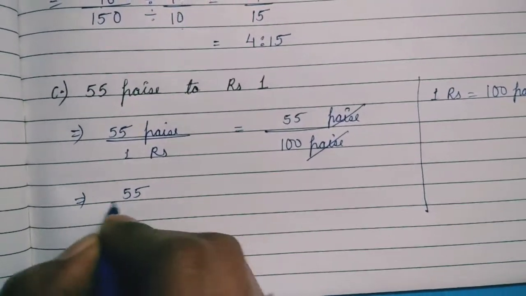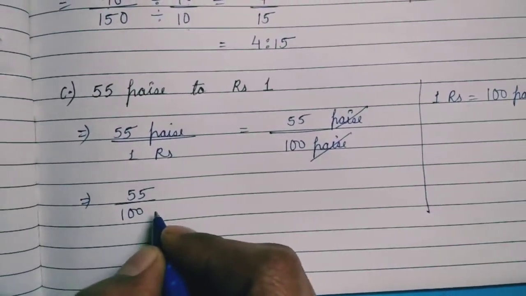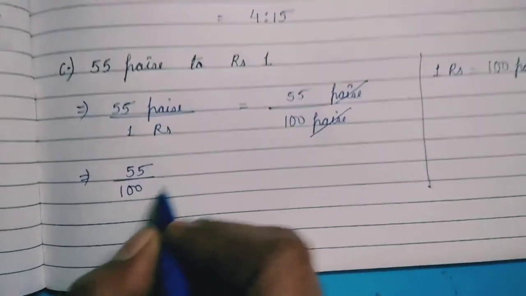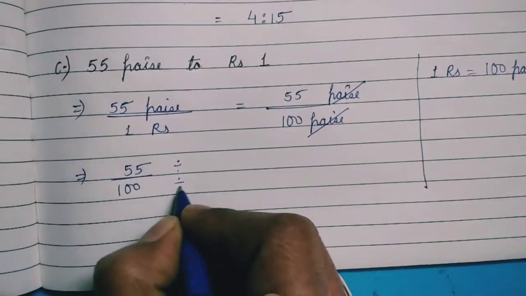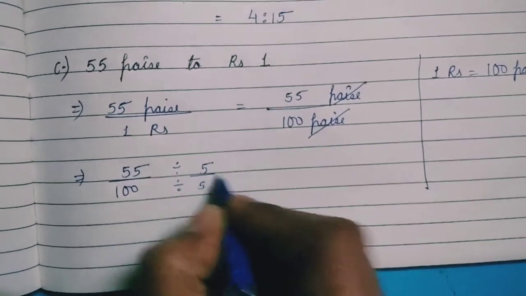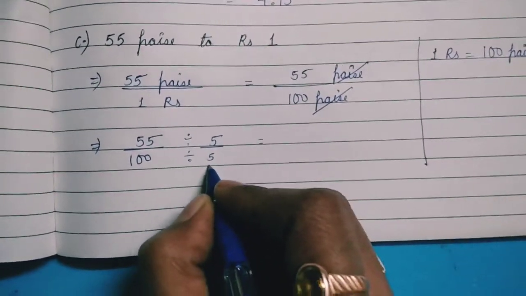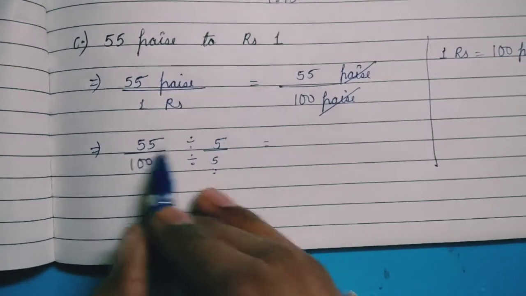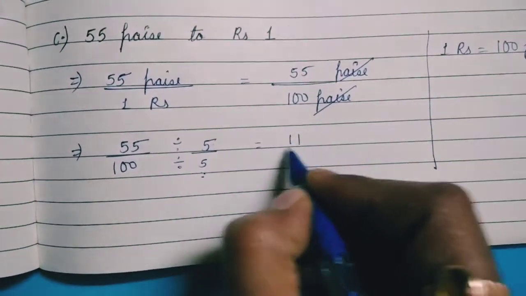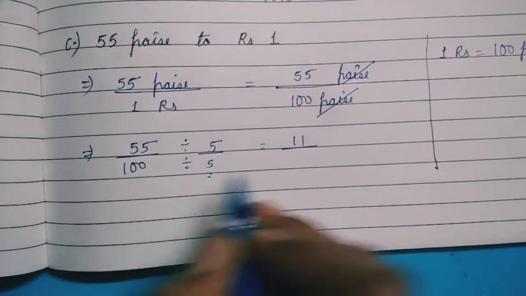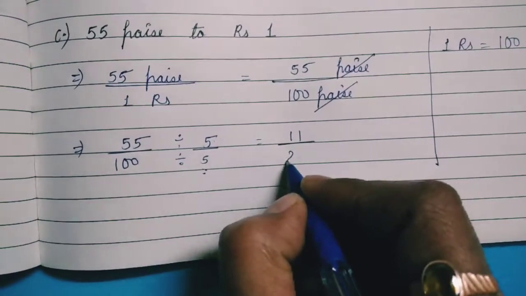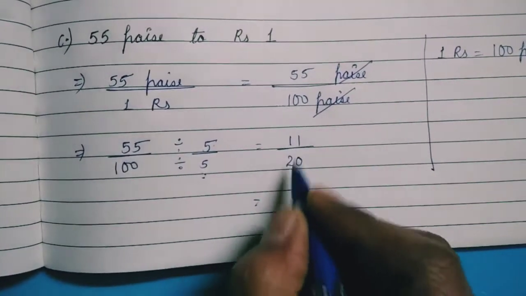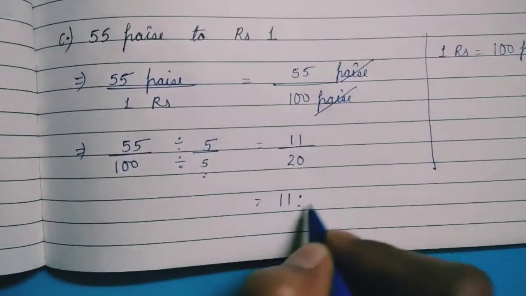55 by 100 as it is, and you can simply see here we have the common factor which is 5. So numerator as well as denominator both can be divided by 5. When 55 will divide by 5, it will give us 11, and when 100 will divide by 5, it will give us 20. So that the ratio is 11:20.